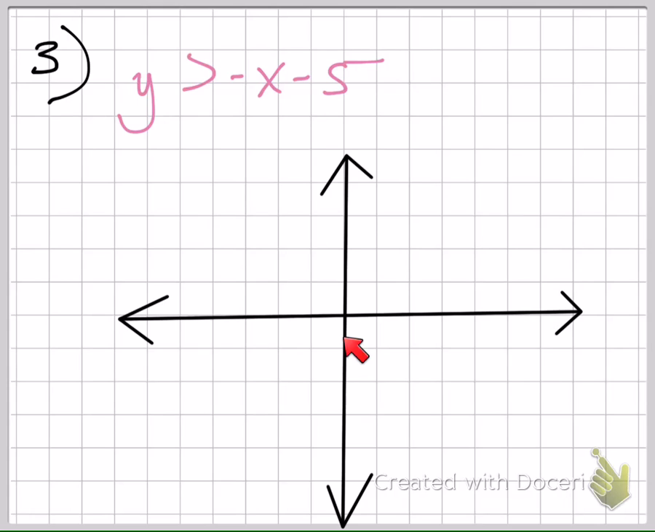Negative 5, right? 1, 2, 3, 4, 5. What's my slope? Negative 1, so negative 1 over 1. So that means from that point I'll go down 1 to the right 1. And since I'm running out of room that way, I'll go the opposite way too. I'll go up 1 and back 1, so I'll put several points.